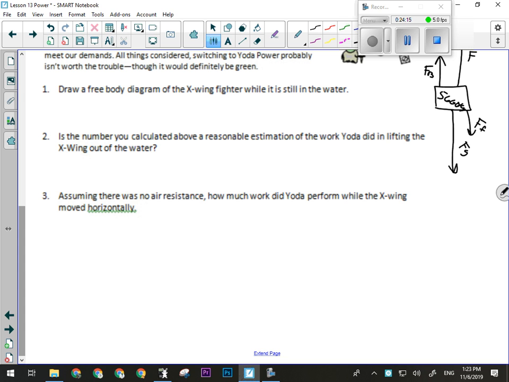None. Okay, to move the X-Wing horizontally would require no work because it requires no energy. He isn't changing its potential energy because he's moving it horizontally. And he's not accelerating it, so he's not changing its kinetic energy. So technically, if there's no air resistance, that would require no energy and no work. Are they all right with that idea?